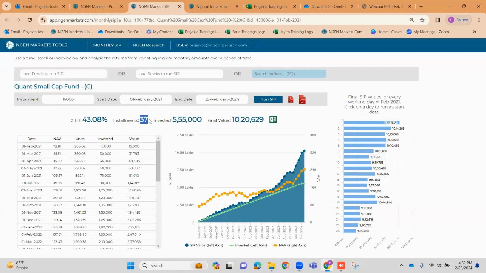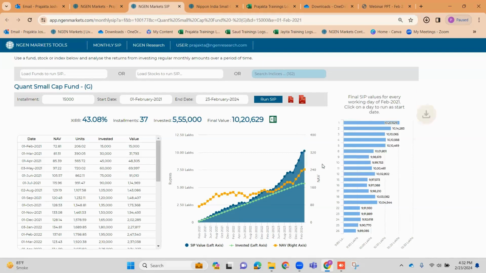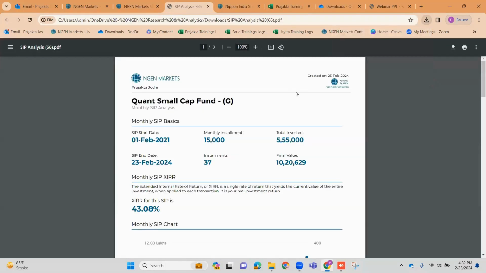That is an installment of a total of 37 installments. 5,55,000 is the invested amount, and that becomes 10,20,000 rupees. Once all of this analysis is done, we have given you 2 reporting options in PDF manner. You can just download this detailed 2-3 pager PDF. It will get downloaded like this, and of course, it will have your organization's logo and name, right?